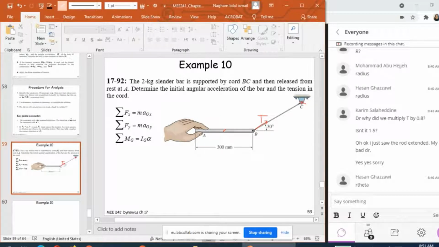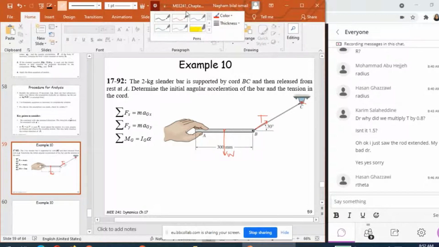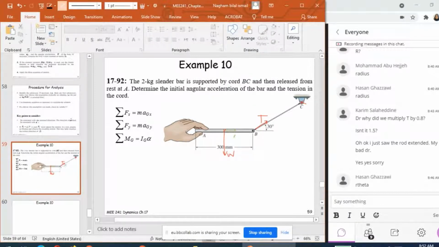All right, guys. So in order to do this, let's show the free body diagram. I have a weight here. The center of mass is, in fact, at the center of AB. I have this tension here. All right. And of course, since this is a general plane motion, I'm going to have this will be A_x of G, and this will be A_y of G.